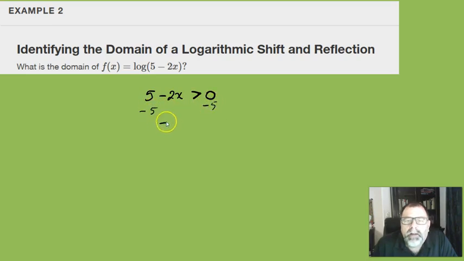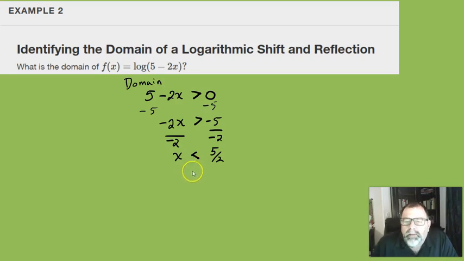So subtract 5. So this, again, we're working on the domain. We're not solving anything as far as the original equation. We're just identifying the domain. Okay, and then hopefully you don't forget that when you divide both sides by a negative number, you got to flip the inequality sign. So negative, negative make positive.